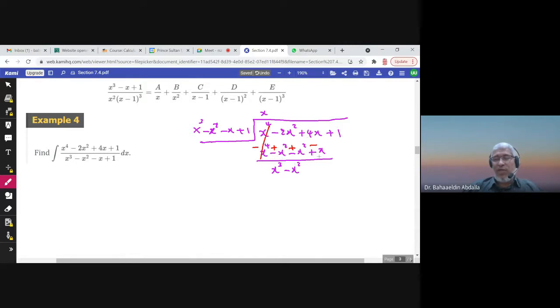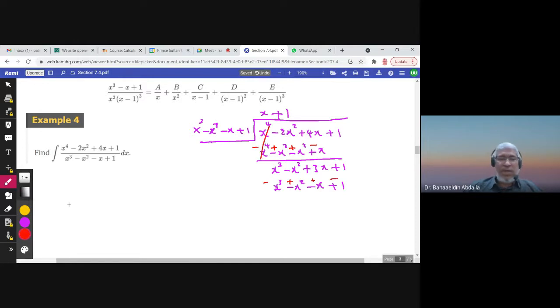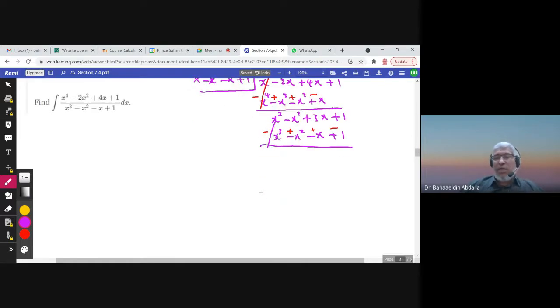And 4x minus x is positive 3x, and I have plus 1. Can I continue? Yeah, x cubed divided by x cubed is 1. Multiply x cubed minus x squared minus x plus 1. Change the signs and add. These two will be cancelled. Negative x squared, positive x squared, also these two would be cancelled. 3x plus x is 4x. 1 minus 1 would be cancelled.